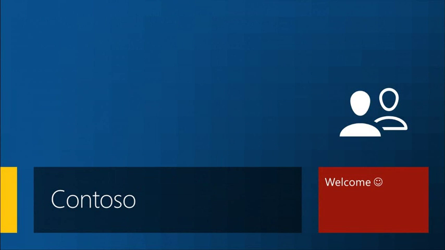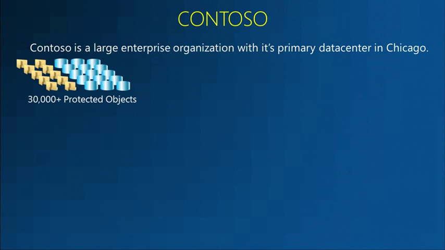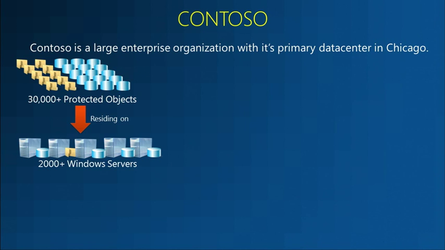Okay, so today we are going to be spending some time with Contoso. And what does Contoso currently have? Contoso currently has around, say, 30,000 protected objects. Now, what are those protected objects? They can be SQL databases, Hyper-V VMs, Exchange DBs, shares on file servers.